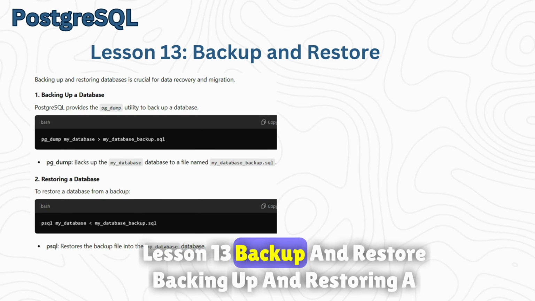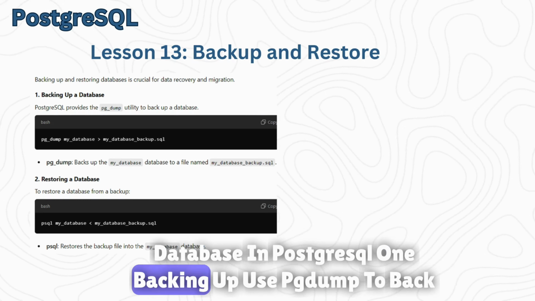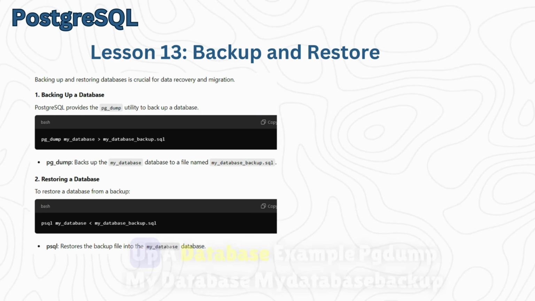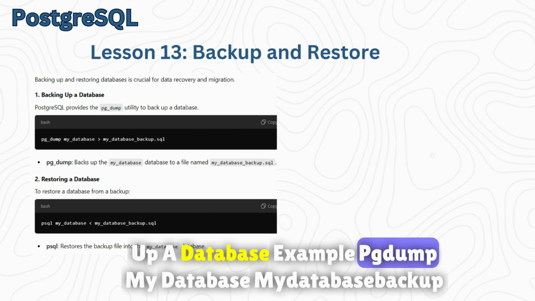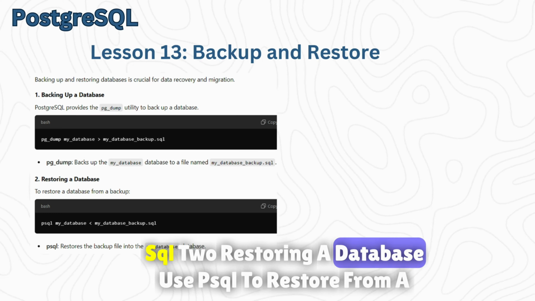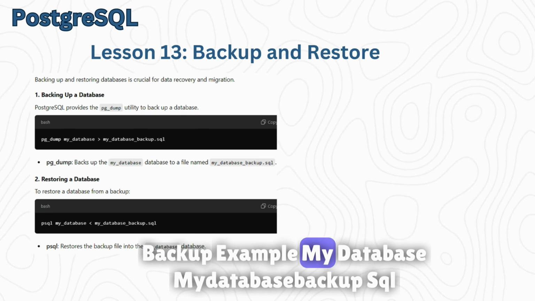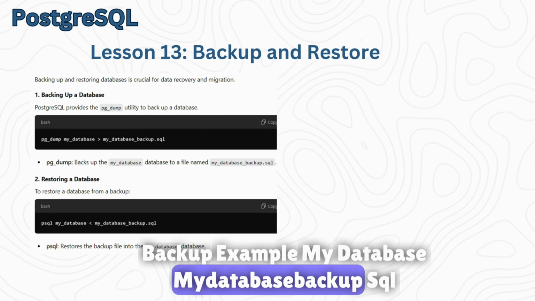Lesson 13. Backup and Restore. Backing up and restoring a database in PostgreSQL. 1. Backing up. Use pg_dump to back up a database. Example: pg_dump mydatabase > backup.sql. 2. Restoring a database. Use psql to restore from a backup. Example: psql mydatabase < backup.sql.